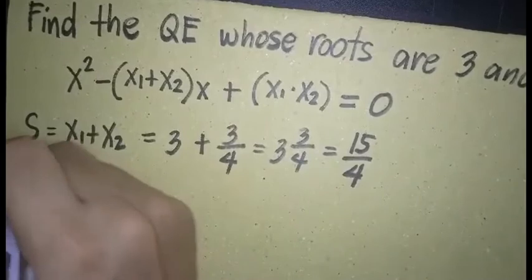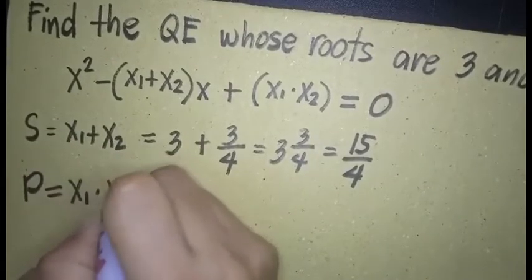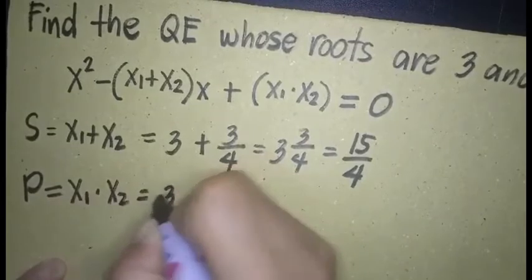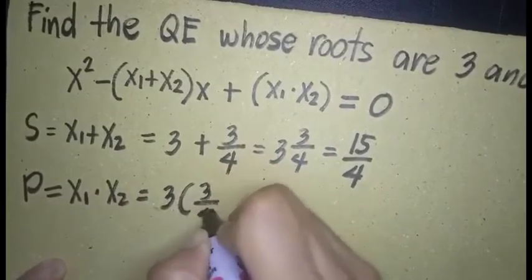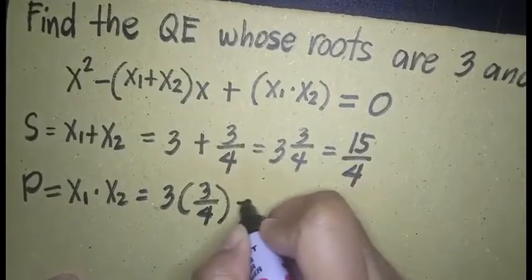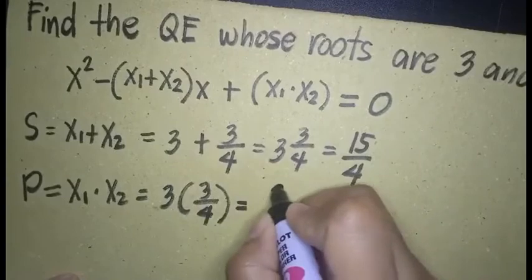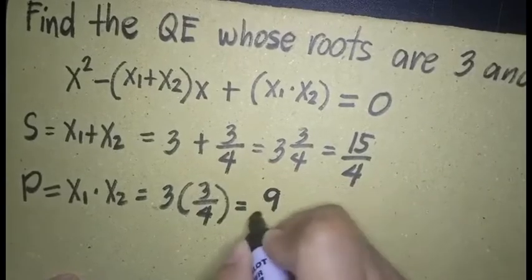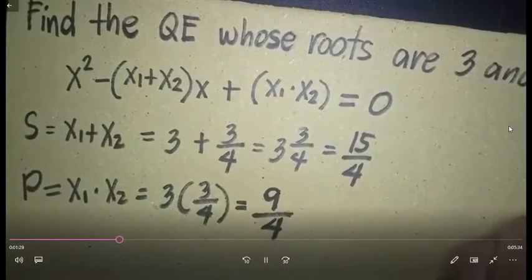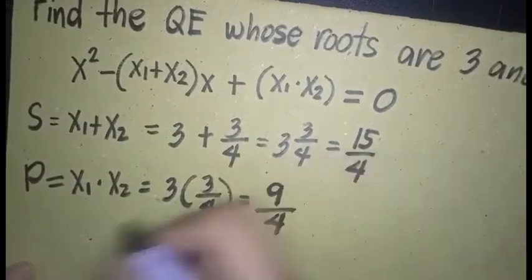Okay? For our product, we have x1 times x2. So, we have 3 times 3/4. In multiplying a whole number and a fraction, we multiply the whole number by the numerator. So, we have 9. 3 times 3 is 9. Then, copy the denominator, which is 4. So, let us substitute that in our pattern.